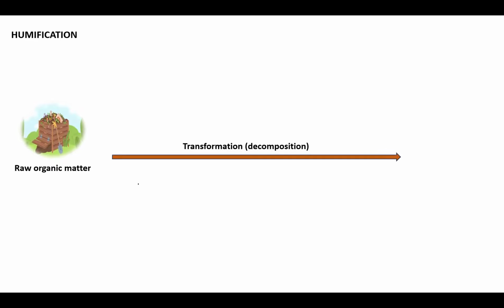So in our previous lectures or previous videos, we have listed the types of fundamental pedogenic processes. Now let us discuss humification. Humification is nothing but the transformation of raw organic matter into humus. This is a very complex process, and this transformation of raw organic matter into humus is called decomposition.